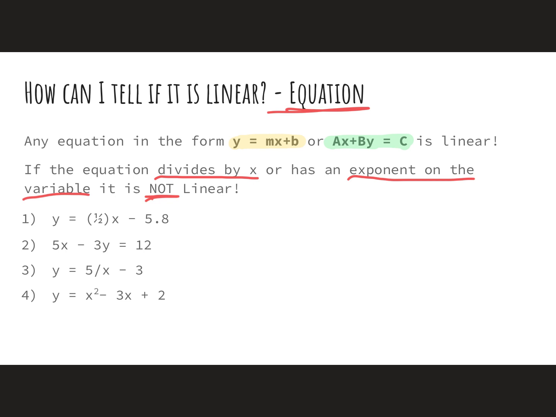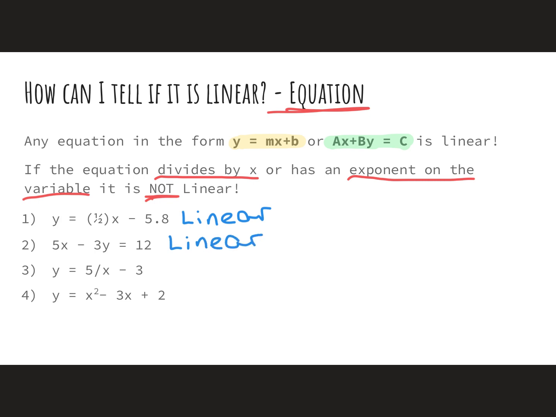So let's look at number 1. Number 1, y equals 1/2 x minus 5.8. Well, that is that format right there. So that one definitely is linear. This one, next one, 5x minus 3y equals 12. Look, that's ax plus by equals c. It can be positive and negative. So that one, again, is linear.